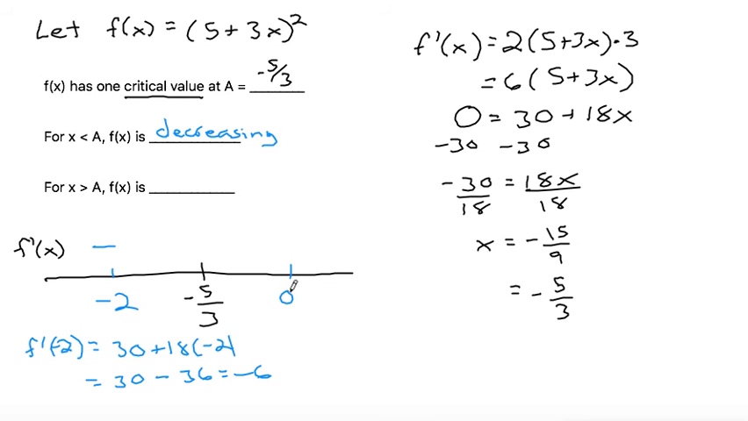Let's also use our test point of 0. So our derivative at 0, we would plug in 30 plus 18 times 0, which is 30 plus 0, which is just a positive 30. So our derivative is positive. Where our derivative is positive, our function is increasing.